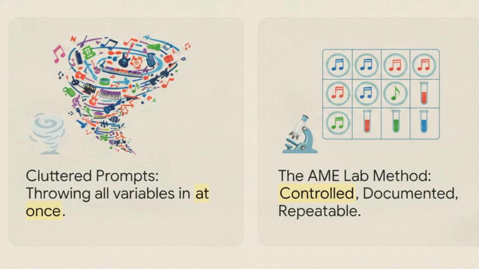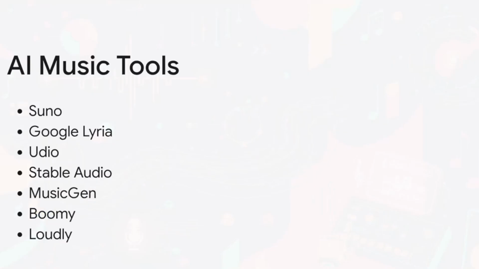But contrast that chaotic approach with the AME Lab method. Their philosophy is simple, but man, is it profound. AI music generation isn't magic, it's a language. And their method, treat it exactly like a science. Controlled, documented, and completely repeatable. Now, you might be wondering, why does this disciplined approach actually matter?